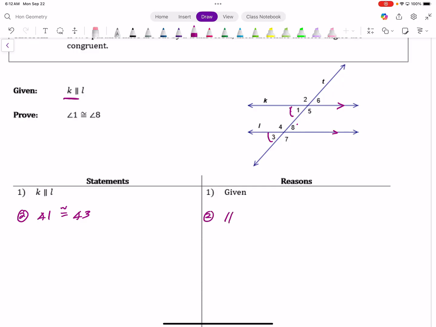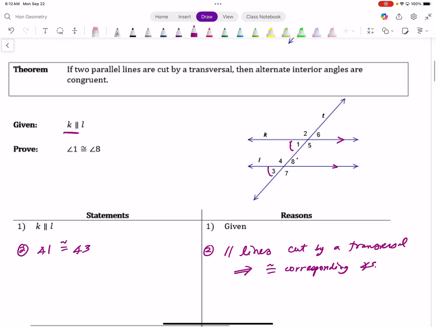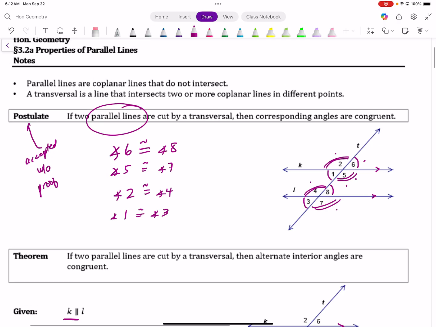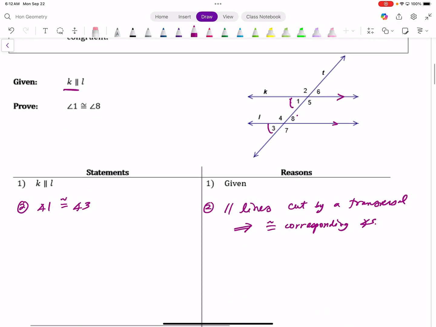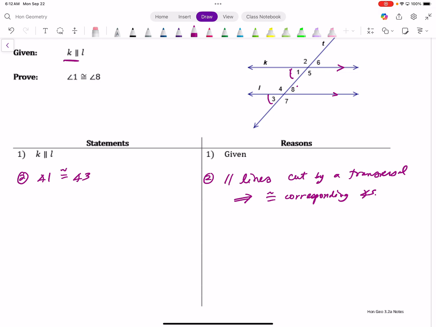Because parallel lines cut by a transversal implies congruent corresponding angles. So I could write out that entire postulate up here. If 2 parallel lines are cut by a transversal, then the corresponding angles are congruent. But that's about as quick as you can say it and still say it.